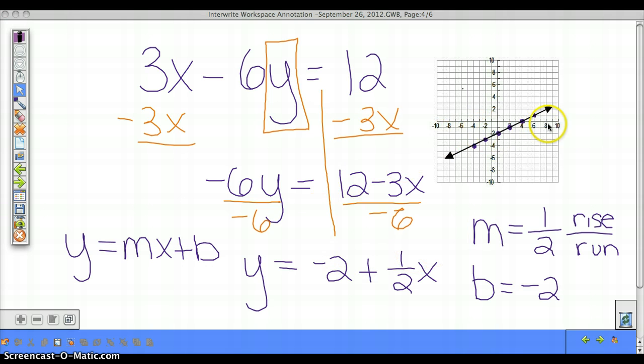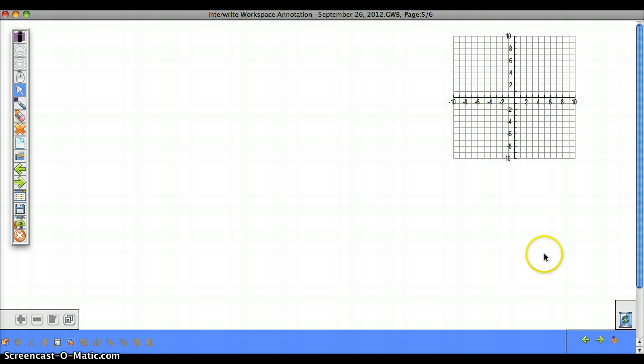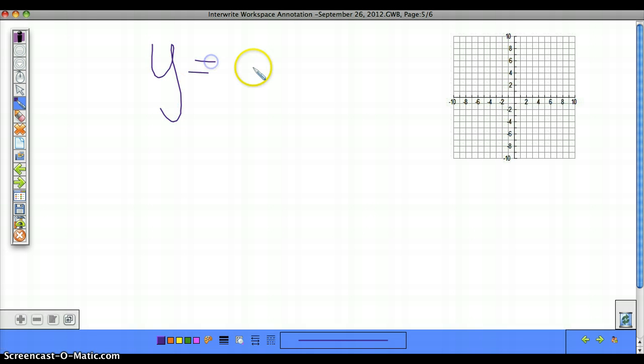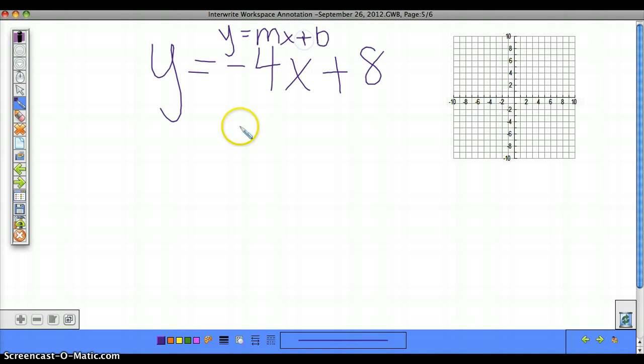Now, if you remember from before, we said that a positive slope, which we have a positive slope of 1/2, should go up towards the right. Let's look at what a negative slope will do. So if we have an equation as y equals negative 4x, or let's make it plus 8. All right, in y equals mx plus b form, or slope-intercept form, my slope here is negative 4. My y-intercept is 8.